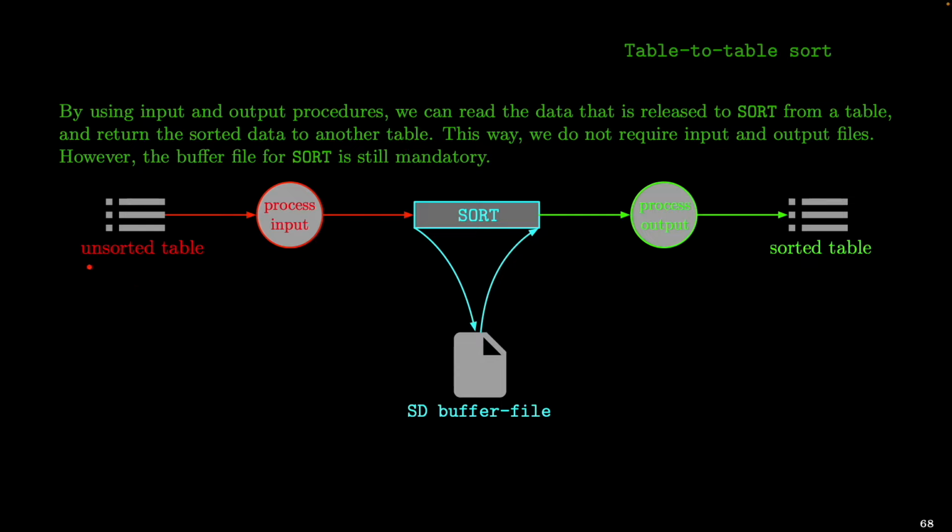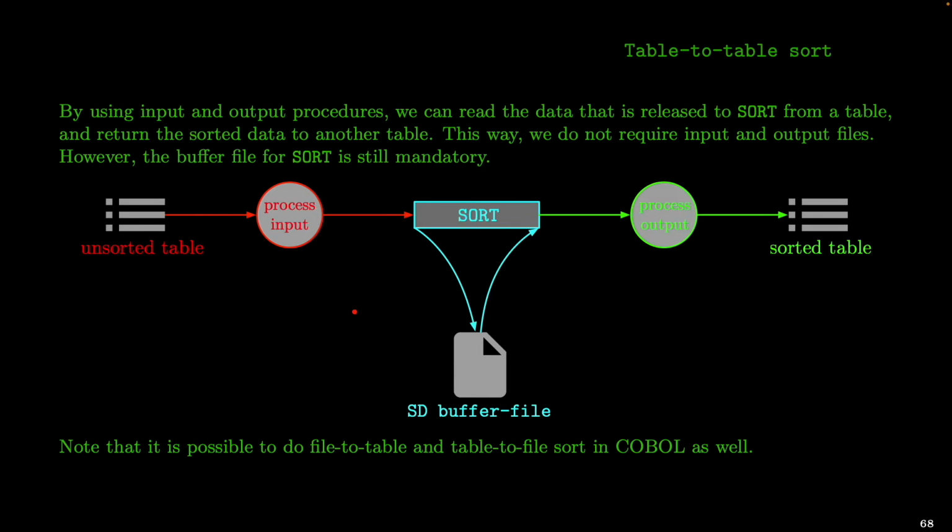So it's depicted here. We have some table containing the unsorted data. The input procedure will hand it to the sorting algorithm, which still has to use the buffer file, so we can't completely go fileless. And then the sorted data will be handed to the output procedure, which will write it into a sorted table. And it's also possible to combine table and file sorting, so we can read from a file and sort into a table, or we can read from a table and sort into a file. Let's see how we can sort two tables in COBOL.